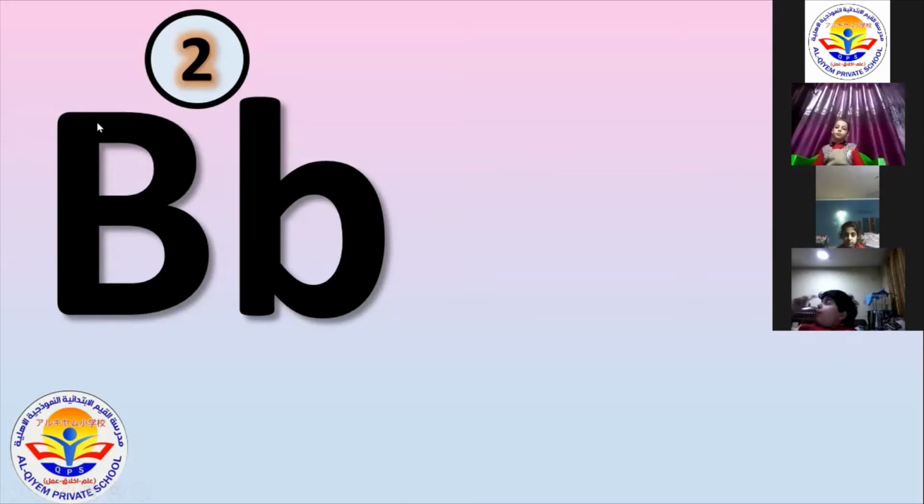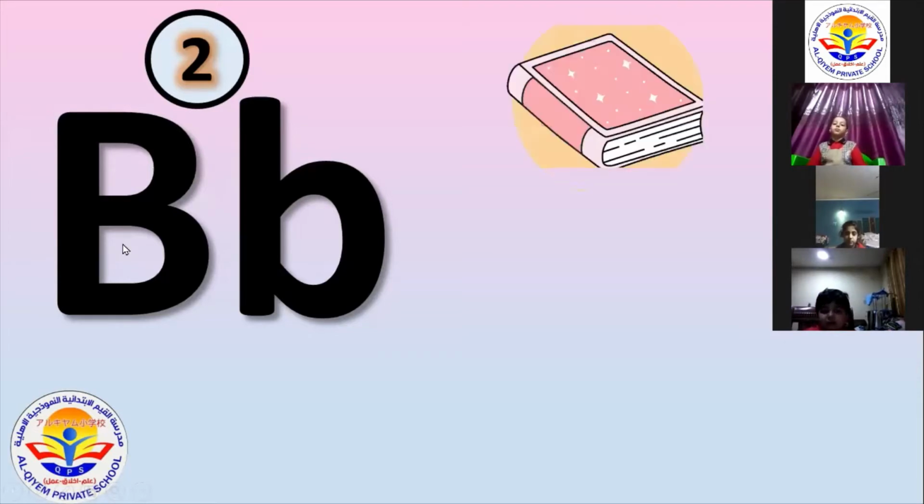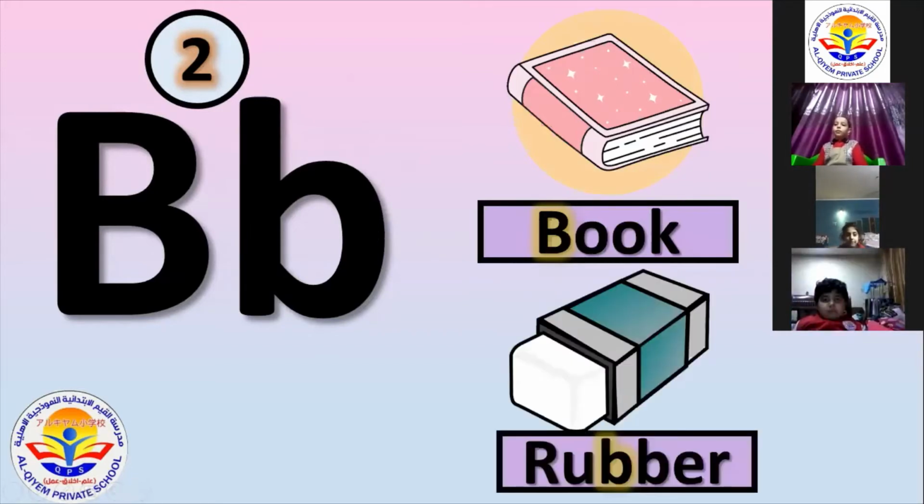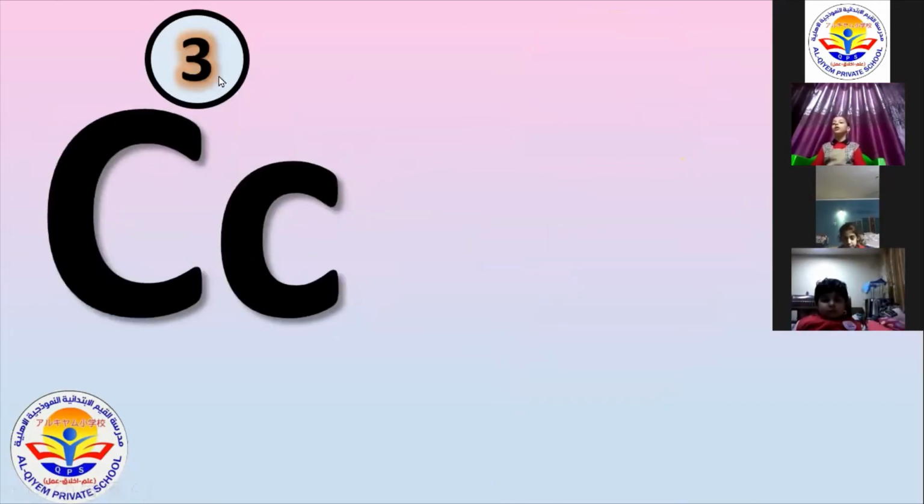The capital letter B, which we use at the beginning, Fahad. For example, the word book. And this is the small letter B which we use at the middle or the end. For example, the word rubber. This is the third letter in the English alphabet, which is C.